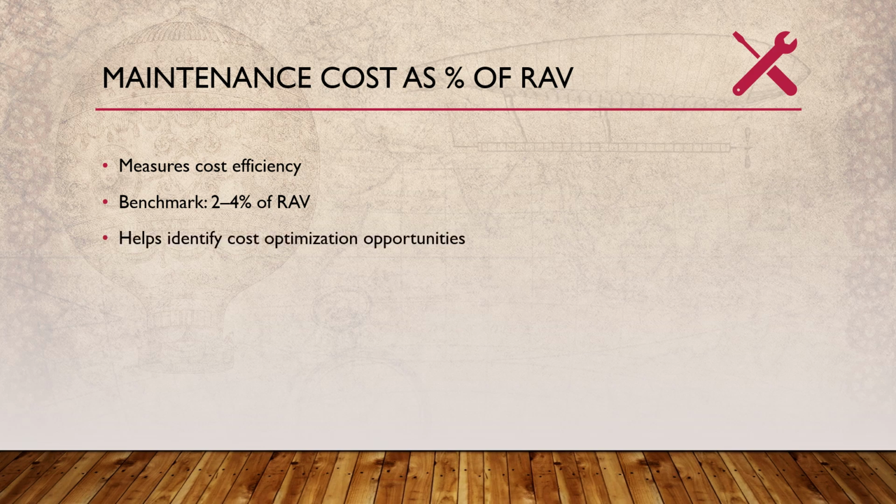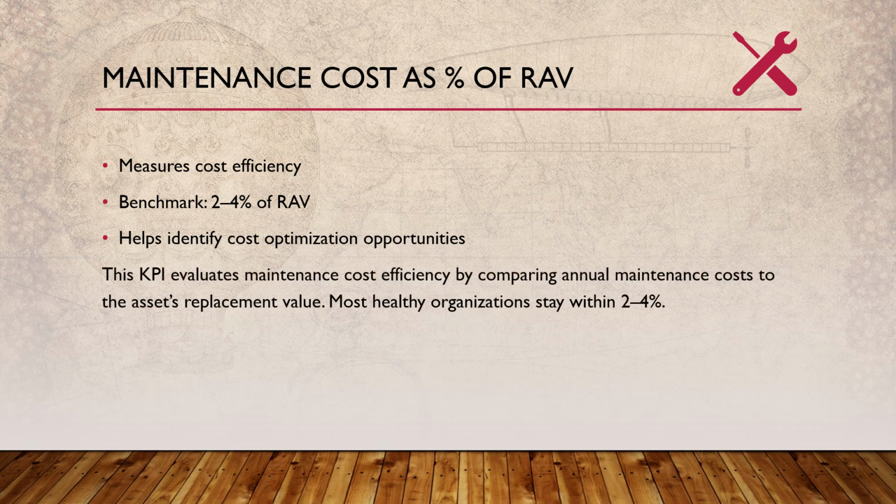And it helps identify cost optimization opportunities. This KPI evaluates maintenance cost efficiency by comparing annual maintenance cost to the asset's replacement value. Most healthy organizations stay within 2 to 4%, and that is desirable.